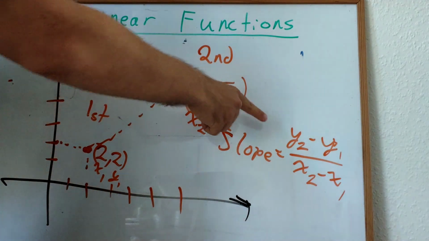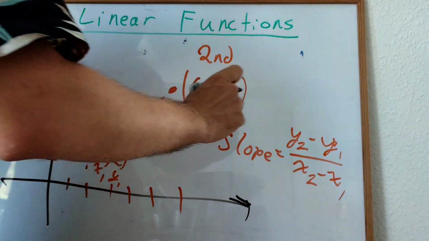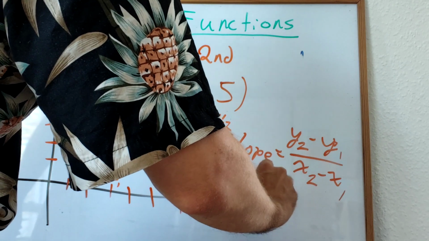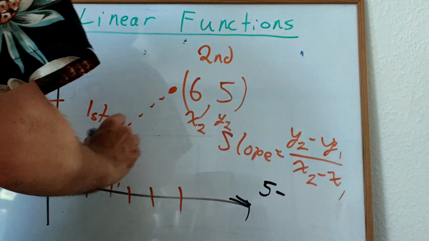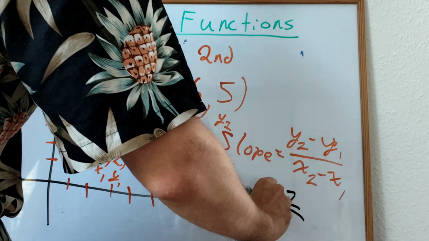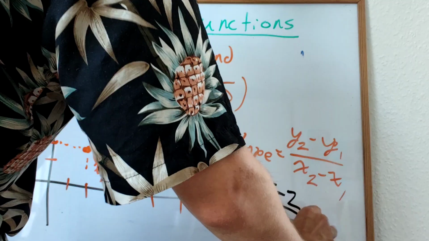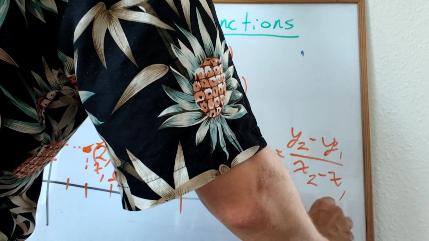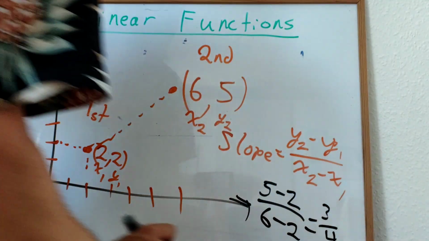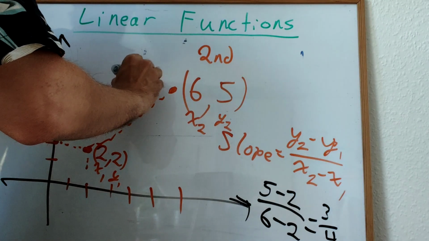Now, in my formula, I can go ahead and insert all that information, and I can get that I would have y2, that's 5, minus my y1, that's 2, divided by my x2, 6, minus my x1, 2. In turn, I will eventually get 3 over 4. My slope for this line is 3 divided by 4.